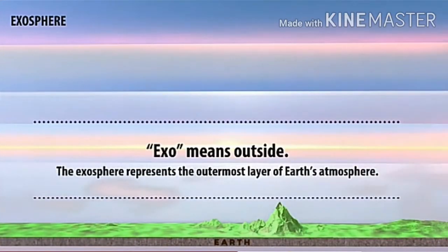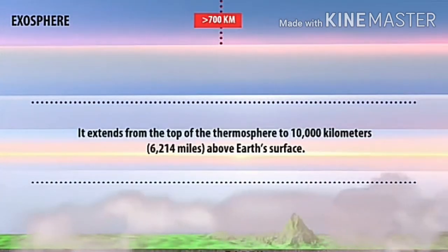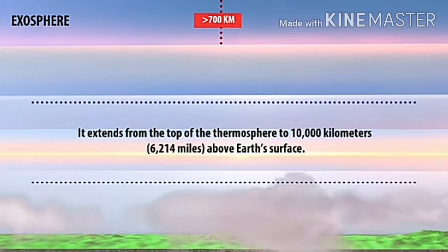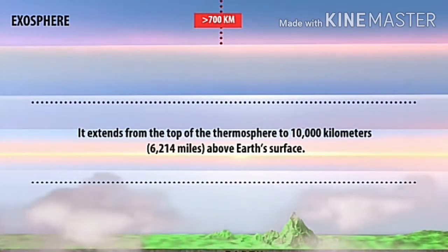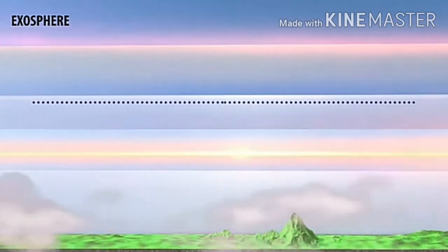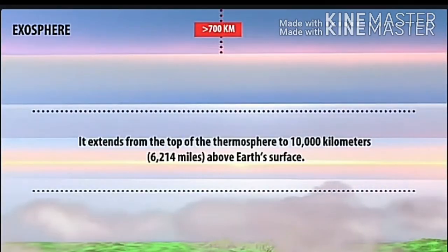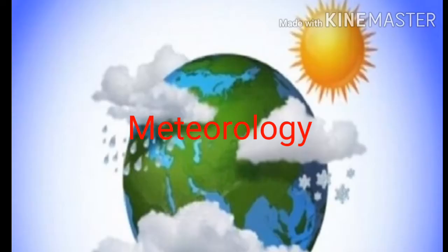The last one, Exosphere. Exo means outside. The exosphere represents the outermost layer of Earth's atmosphere. It extends from the top of the thermosphere to 10,000 kilometers, that means 6,214 miles above Earth's surface.